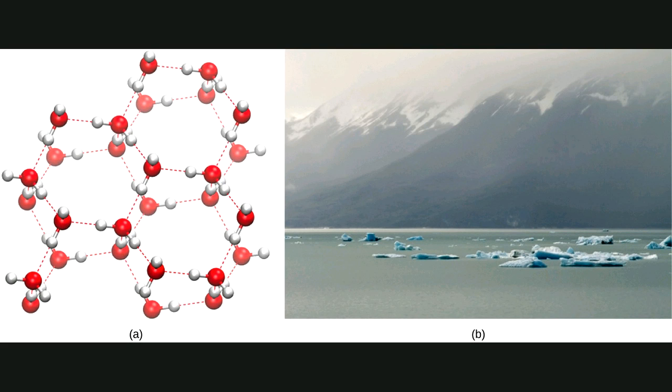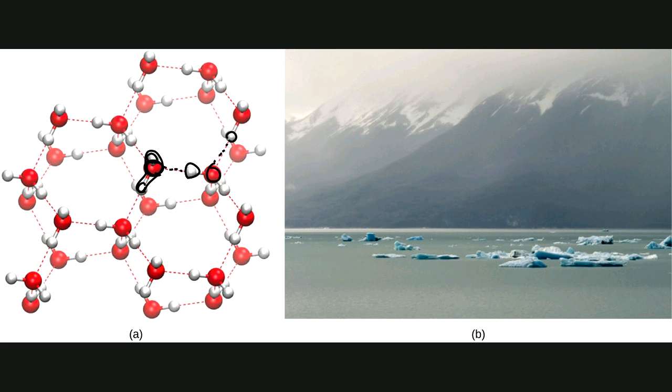So for example, each one of these red and white molecules is a water molecule. So the red represents oxygen and the white represents hydrogen. So this is one water molecule. These dashed lines represent the hydrogen bond between one water molecule and another. So notice it's the hydrogen from one water molecule that's bonded to an oxygen, right? That is hydrogen bonding to an oxygen atom in another water molecule, okay? So you see that all of these dashed lines show all of the hydrogen bonding that's occurring within these water molecules.